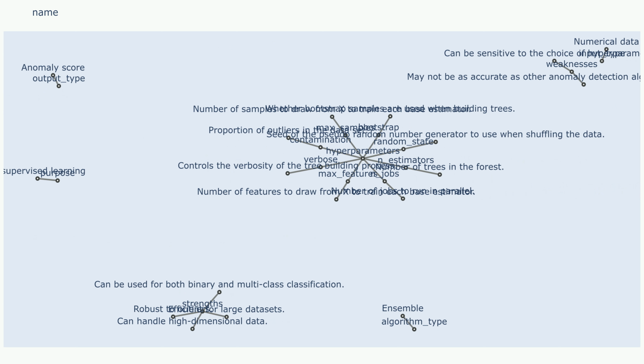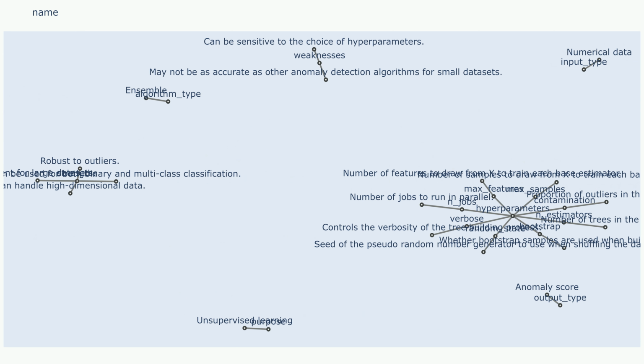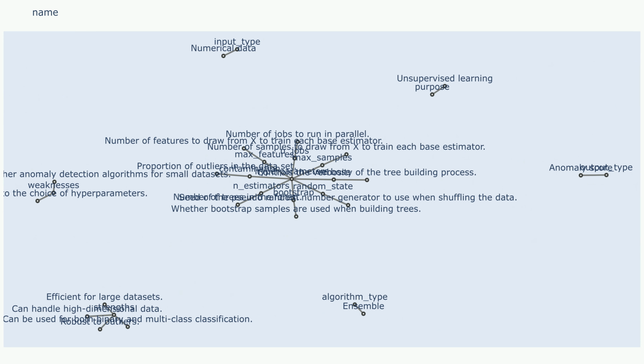Isolation procedure: the algorithm builds a collection of randomly constructed decision trees called isolation trees. Each tree is built by recursively partitioning the data using randomly selected features and thresholds. The path length of a data point within a tree, the number of splits required to isolate it, is a measure of its isolation. Anomalies tend to have shorter path lengths as they are often isolated with fewer splits.